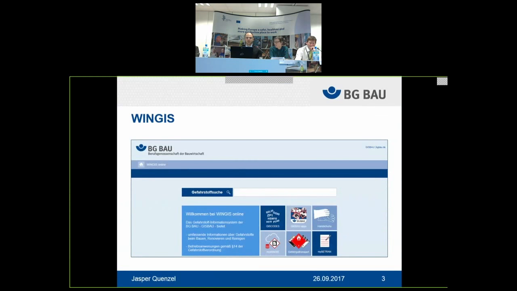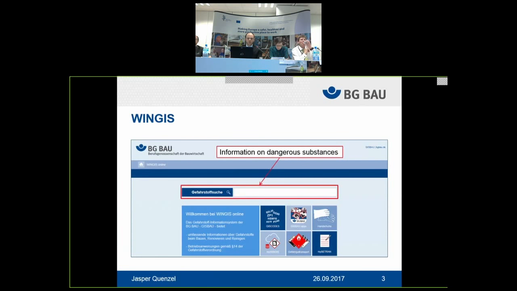This is our website. It's called Wingis. wingisonline.de is the URL. And here we have different functionality. First of all, there is the Gefahrstoffsuche, which translates to search for hazardous substances. Here you can simply input the name of a product or a substance used in the construction industry, and you will find information on how to use and handle this substance safely.